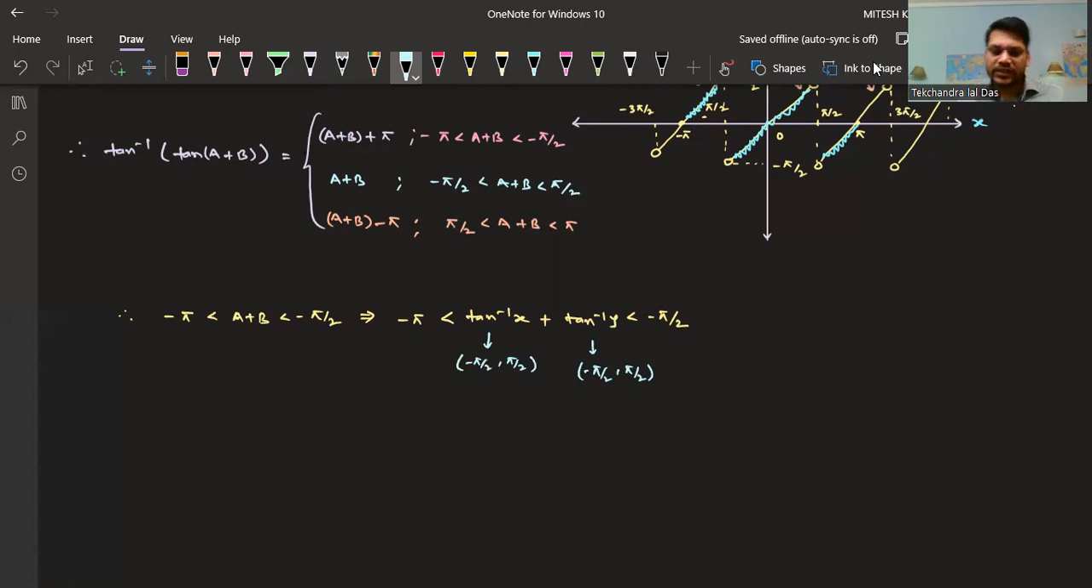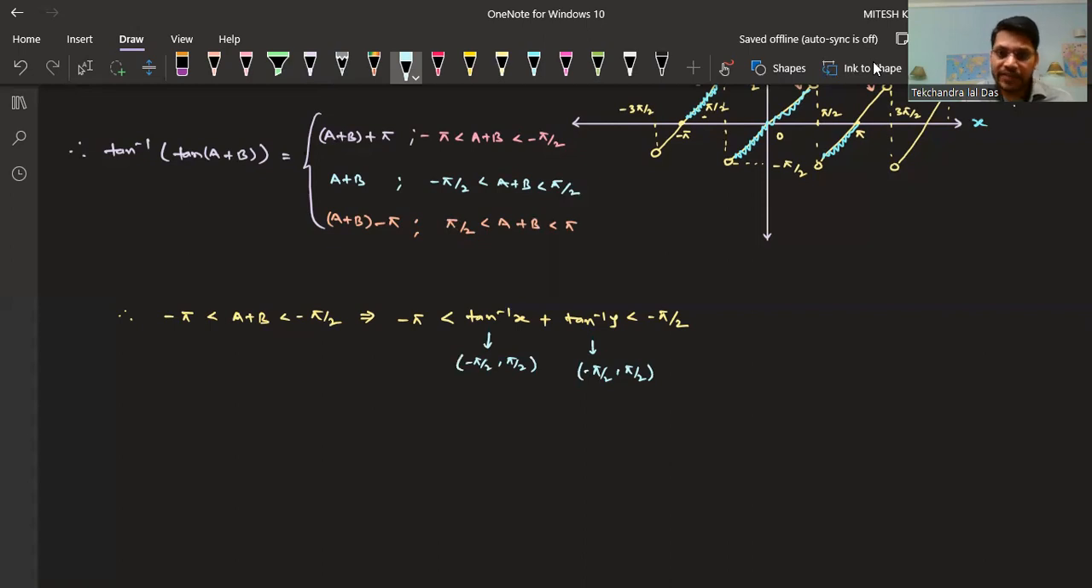And one thing you can say, see here minus pi by 2: if any one of tan inverse x and tan inverse y is positive, can you get a sum as minus pi by 2? No, we can't get it. If one is minus pi by 2, then definitely the other should be 0. We can't get minus pi by 2 if one is negative and one is positive. We can check from here.